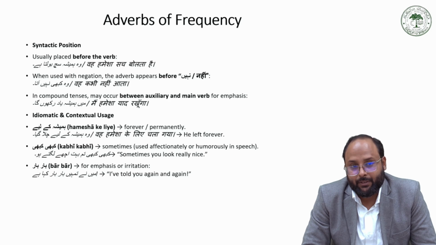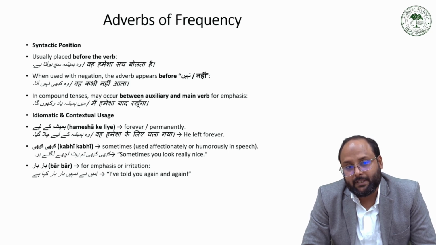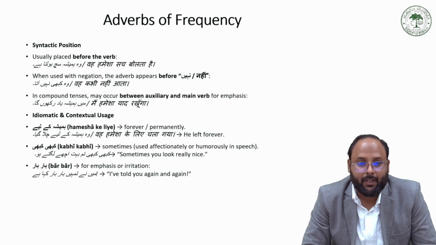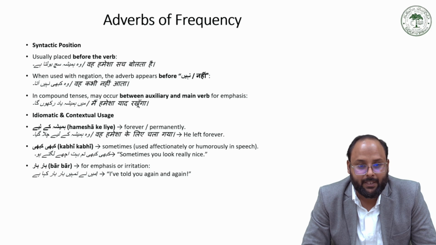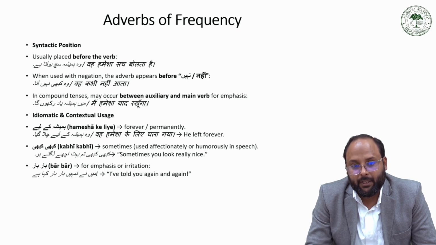So in terms of syntactic position, they occur usually before the verbs. वो हमेशा सच बोलता है. And they also are used with negation, वो कभी नहीं आता, to give some negative meaning or for some emphasis. In compound tense, it may occur between the auxiliary and the main verb for emphasis. मैं हमेशा याद रखूंगा. And for idiomatic or contextual uses, हमेशा के लिए gives the meaning of forever and permanent, और कभी कभी is used affectionately or humorously in speech, or बार बार for irritation or emphasis.